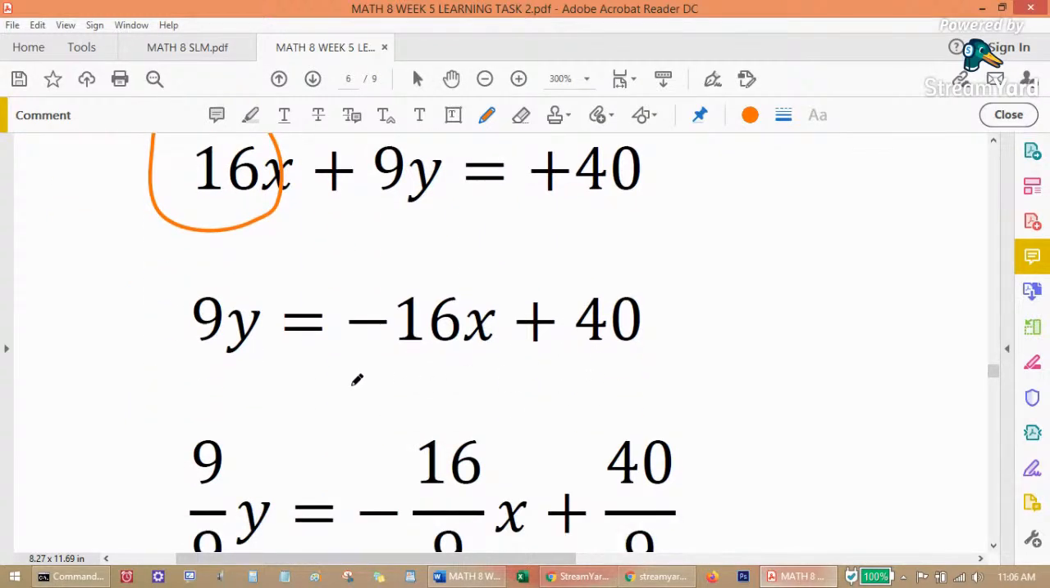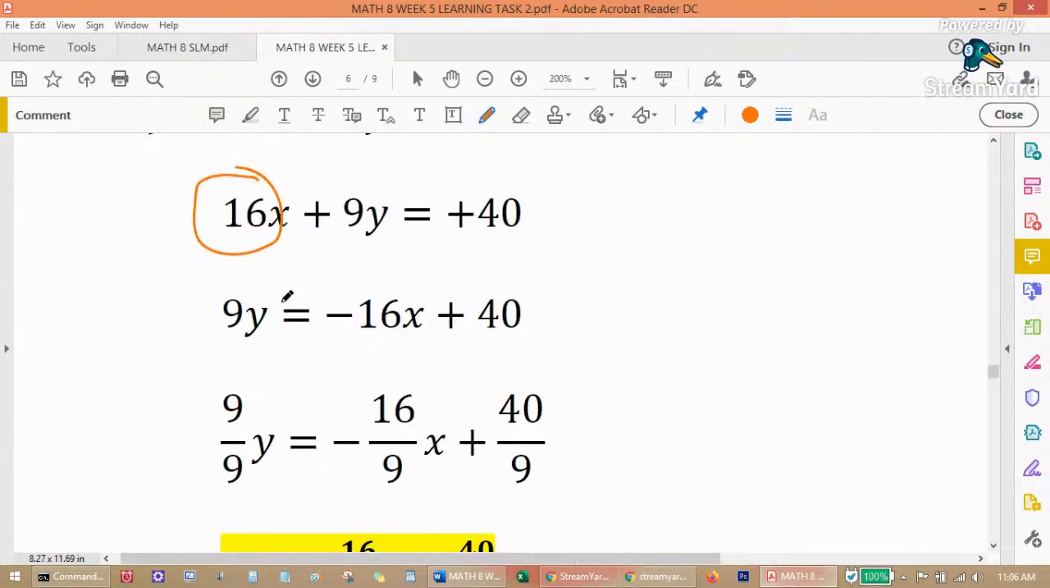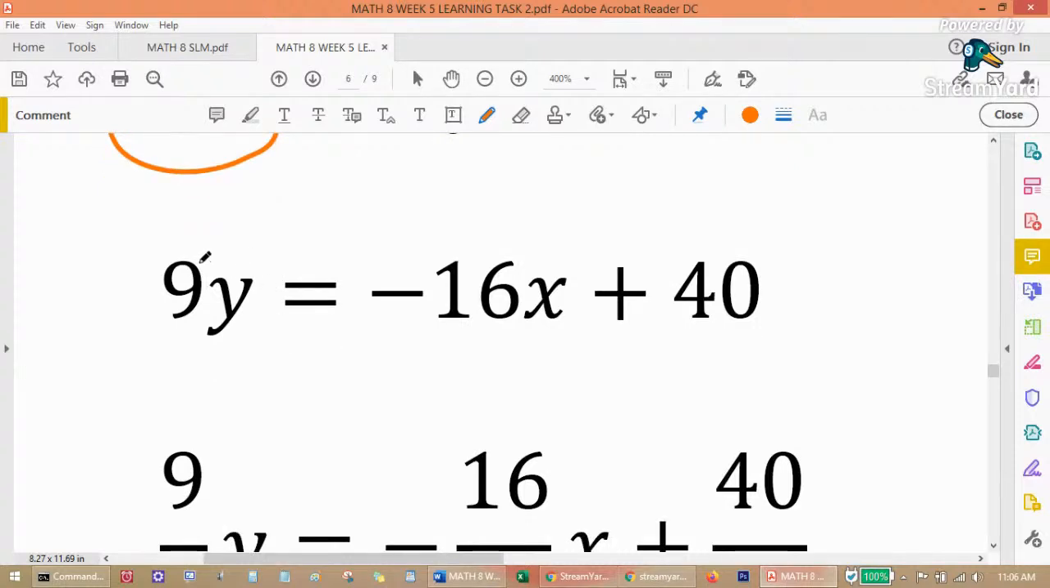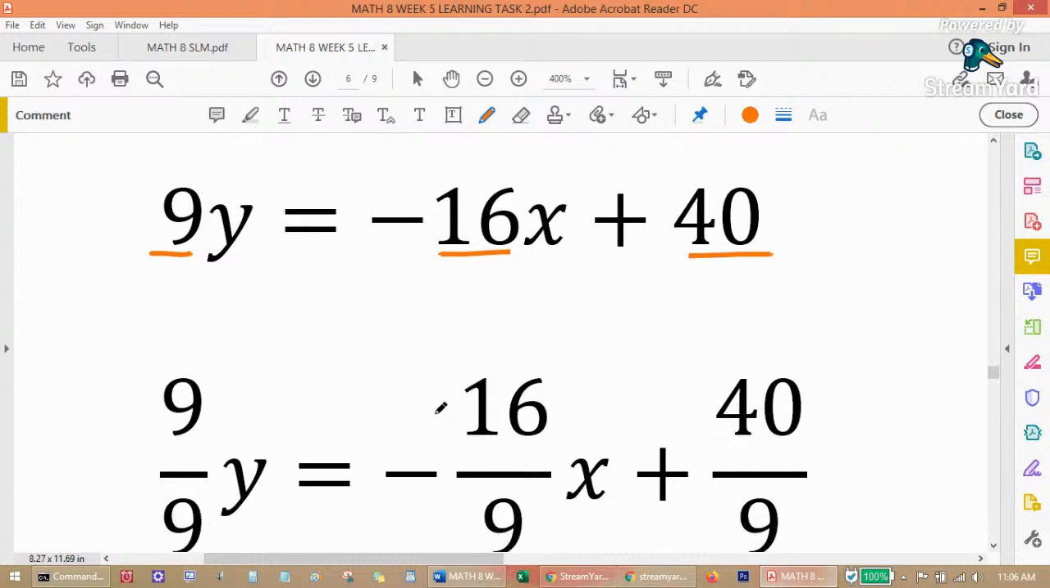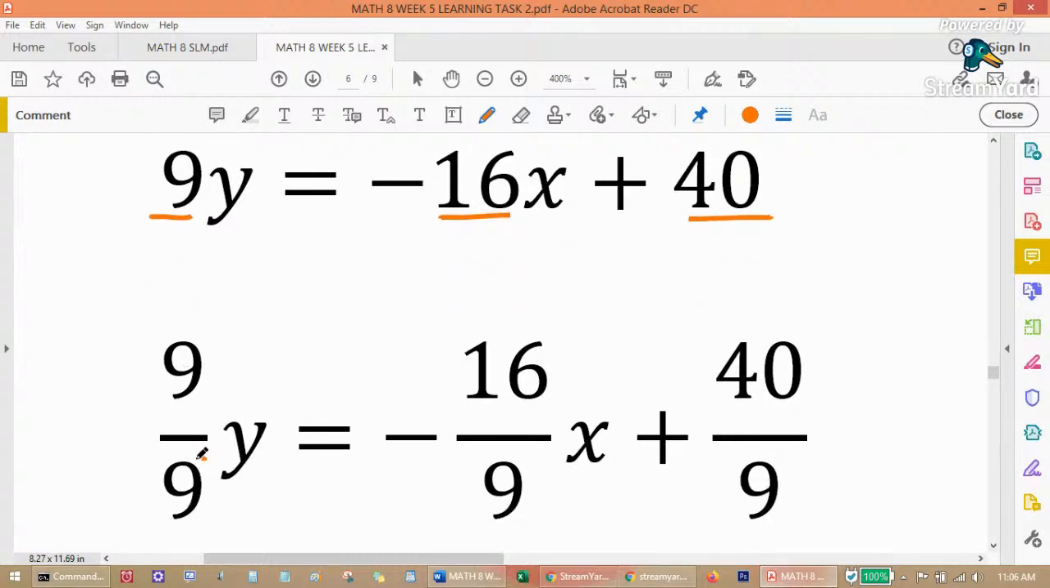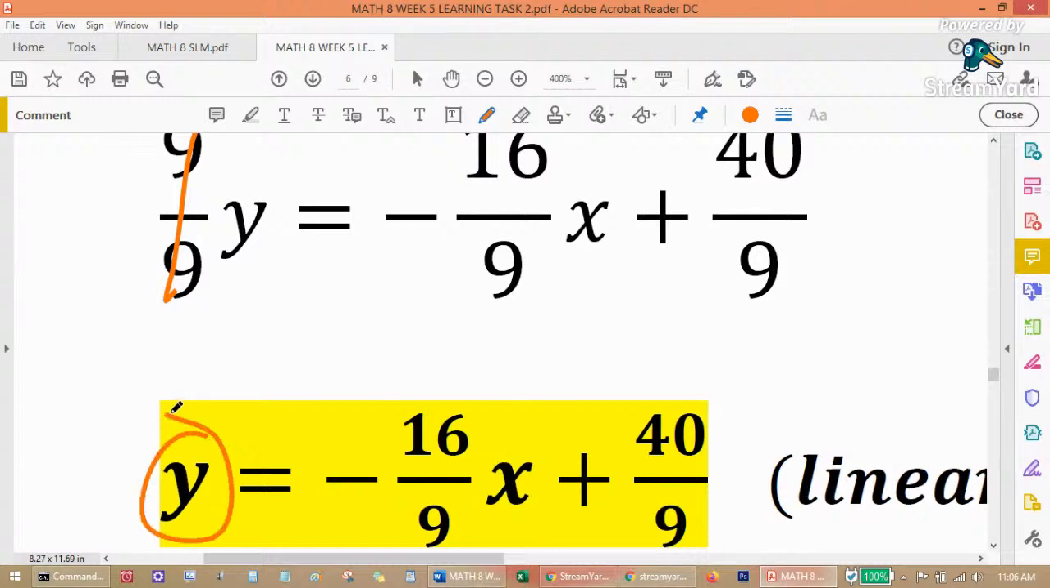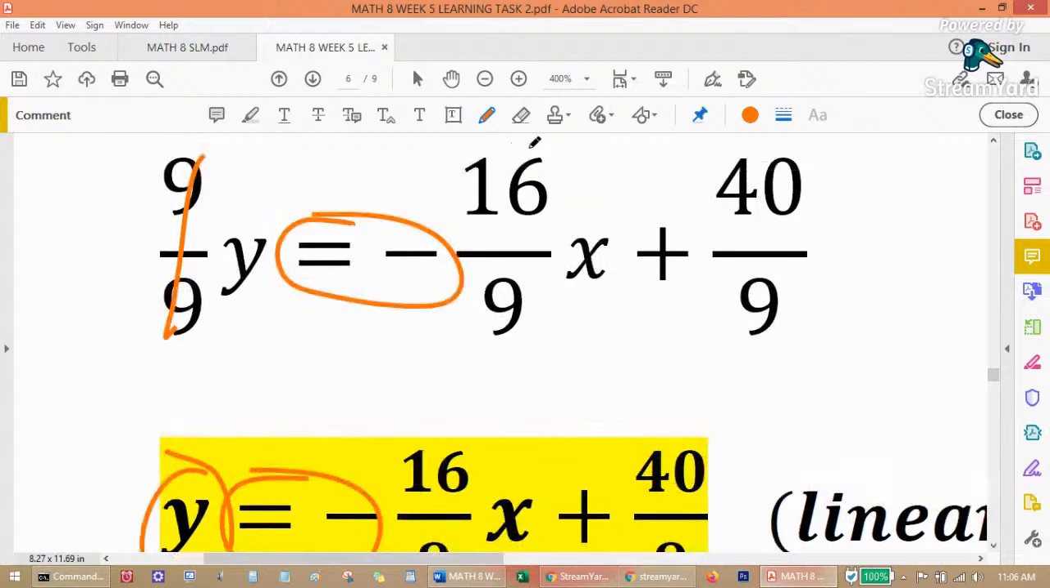And then, kailangan mawala tong 9 na to. So, i-divide lang natin to ng 9, di-divide natin to ng 9, di-divide natin to ng 9. So, 9 divided by 9 is y equals negative 16 over 9x.